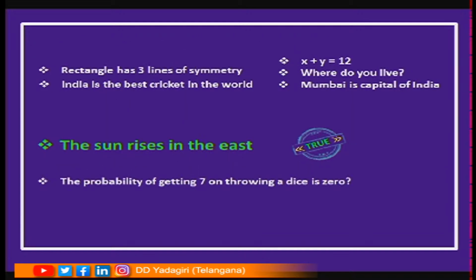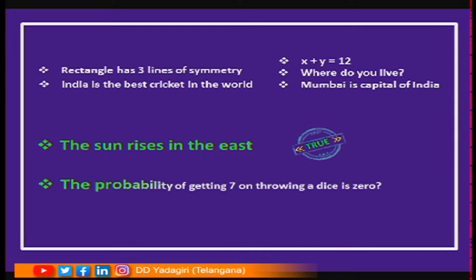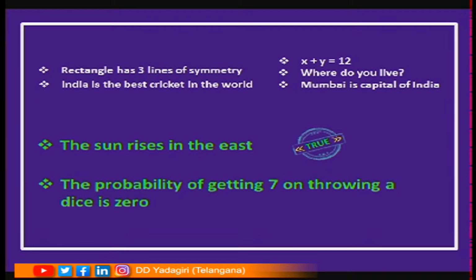Now, take a look at this sentence, children, that is the probability of getting 7 on throwing a dice is 0. Now, is this sentence true, children? Yes, again this is true. Why is this true, children? Because in a dice, if you notice, we have only 6 numbers, 1, 2, 3, 4, 5 and 6. Now, there is no question of having a 7 on the dice. No matter how many times you throw, you never get 7. That means, the sentence which is given is absolutely true for every case.